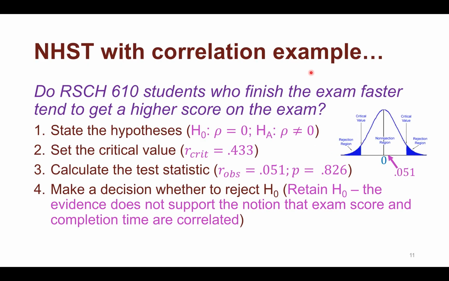So to wrap up, I just wanted to connect correlation with what we've learned earlier about null hypothesis significance testing, just by going through the 4 steps of that. As an example, in an earlier semester, I collected data on how long it took my students to complete their exam. Each time a student turned their paper in, I recorded the number of minutes that had passed since the beginning of the exam.